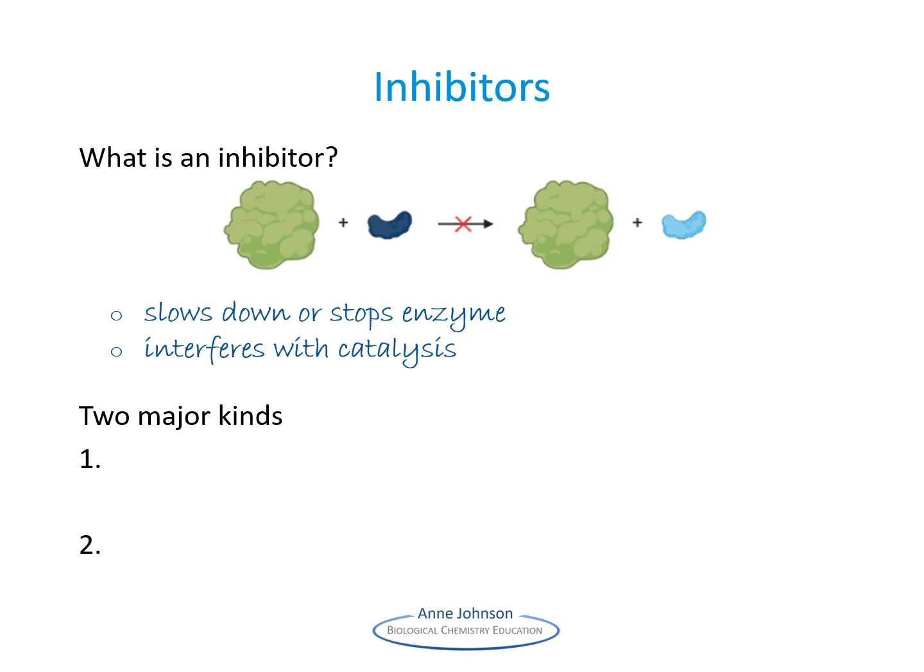Inhibitors can be divided into two major kinds: reversible inhibitors, which may be competitive, uncompetitive, or mixed, and irreversible inhibitors, which include very tightly binding inhibitors and suicide substrates. Our focus will be on the reversible inhibitors.